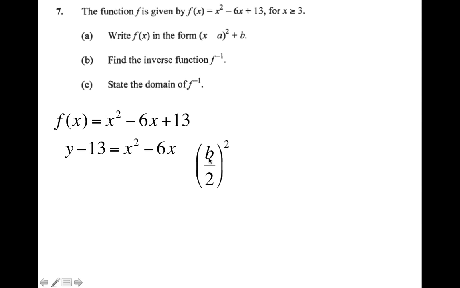To do that, you remember it's b over 2 squared. B value is negative 6. Divided by 2 is negative 3. And then square that. Negative 3 squared is 9. So the magic number is 9. We're going to add 9 here to create a perfect square. And over here, we're going to add 9 as well to maintain the balance on both sides.